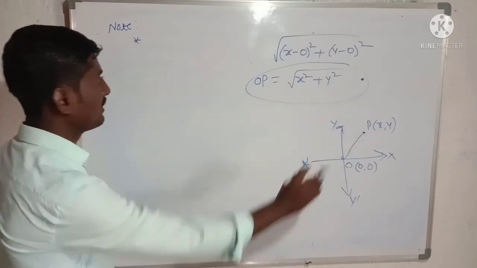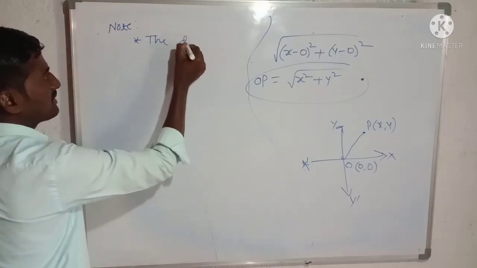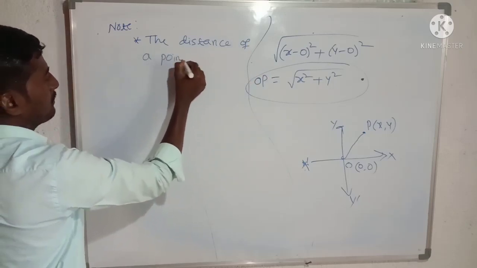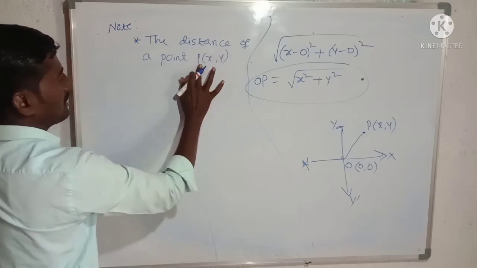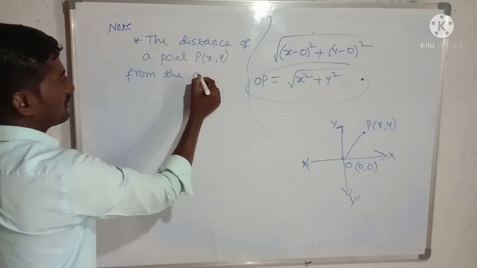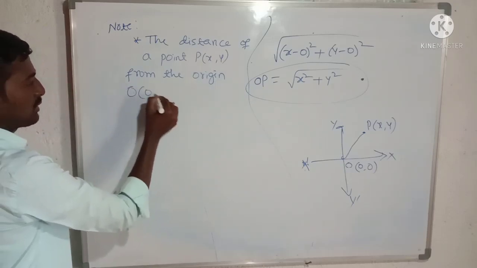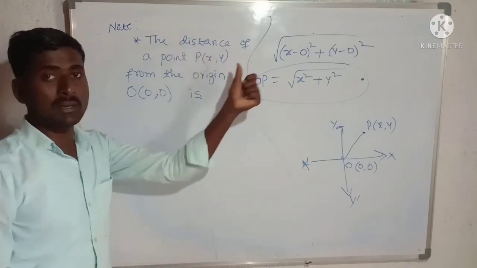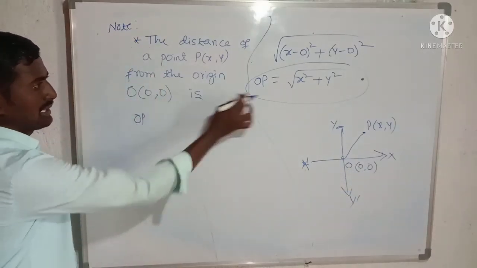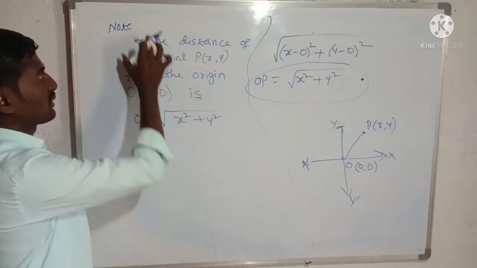Now I'll write the note. The distance of a point P(x, y) from the origin O, whose coordinates are 0, 0, is OP is equal to the square root of x square plus y square. Now you write this note.